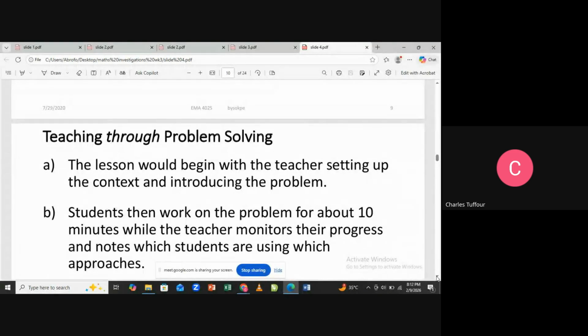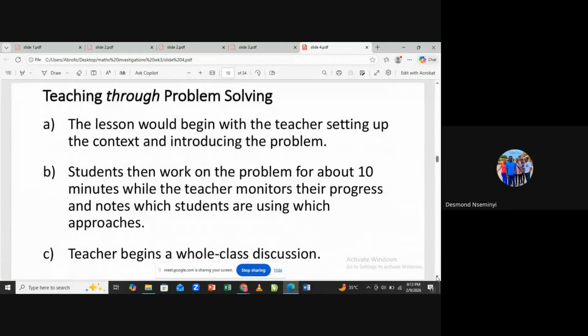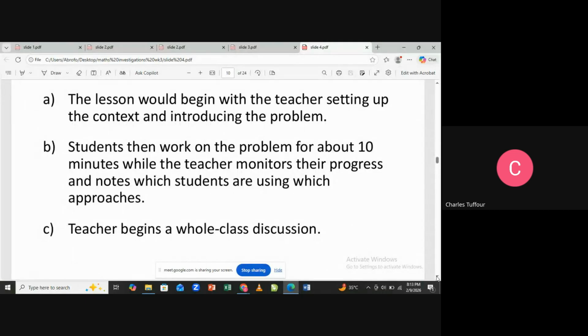Students then work on the problem for about 10 minutes while the teacher monitors their progress and notes which students are using which approaches. And B, make it clearer. The students work on the problem for about 10 minutes. That is the least. You give them the problem, then you leave them. Just go around and monitor them.